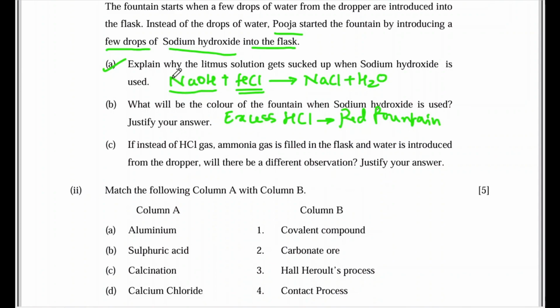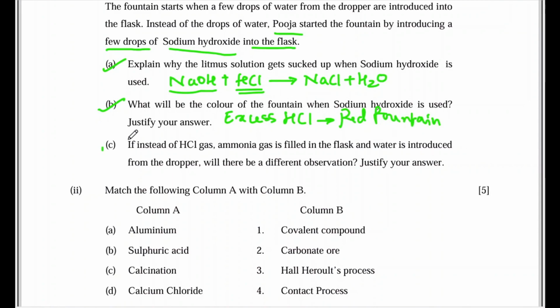If you are assuming that NaOH is sufficient enough to neutralize all the HCl, which may or may not be true, we don't know, then it will remain purple color only because there is no HCl left. Okay, but this will be the better answer. Few drops of NaOH neutralize less amount of HCl, the excess HCl is left, so that will create a red fountain.